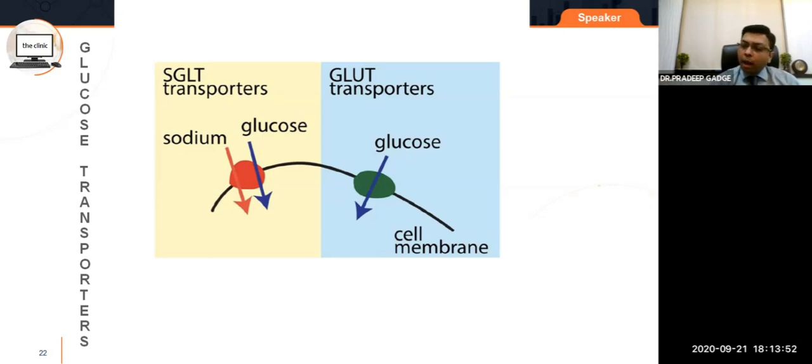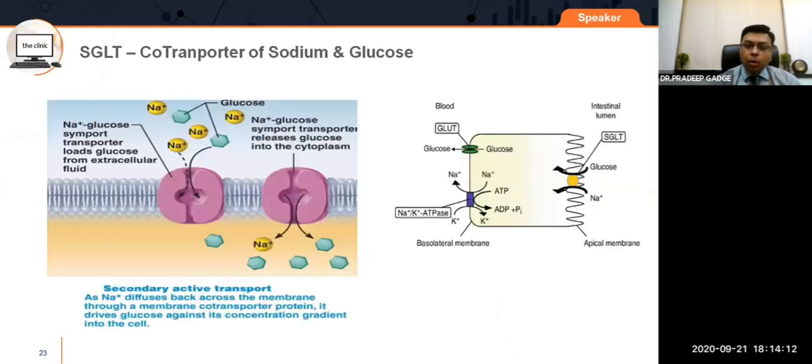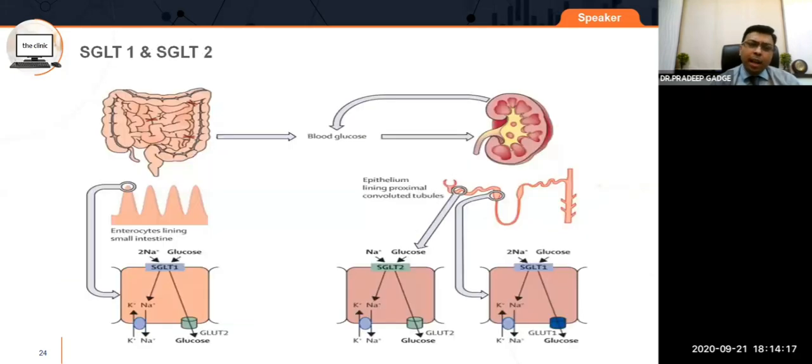Then I spoke of how glucose transporters in the human body are of two types, GLUT and SGLT. GLUT are of 14 different types. As of now, we know 14 different types of GLUT receptors, and for SGLT, we know there are 6 different types of SGLT receptors. This is how exactly the SGLT2 co-transporter works. I told you where exactly SGLT1 receptors are present and where exactly SGLT2 receptors are present.